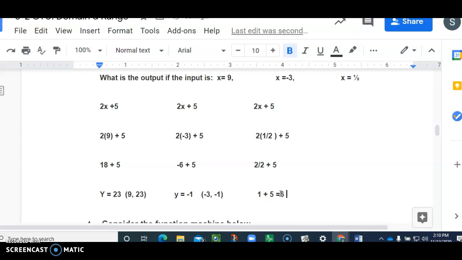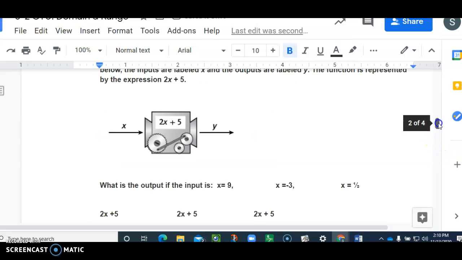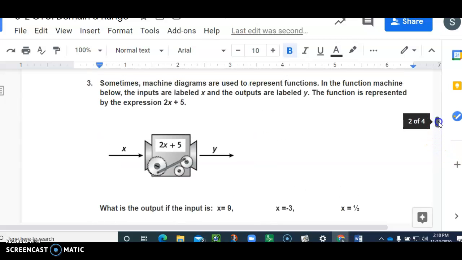Okay, so that 6 is your y. If you have y equals 6 and x equals 1/2, so what is your ordered pair? The ordered pair is 1/2, okay, and 6. That's it. Now, that's pretty much it for number 3, okay?